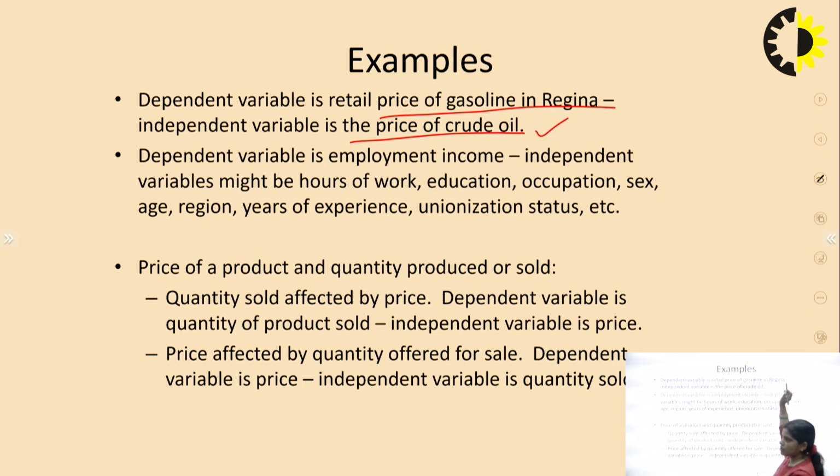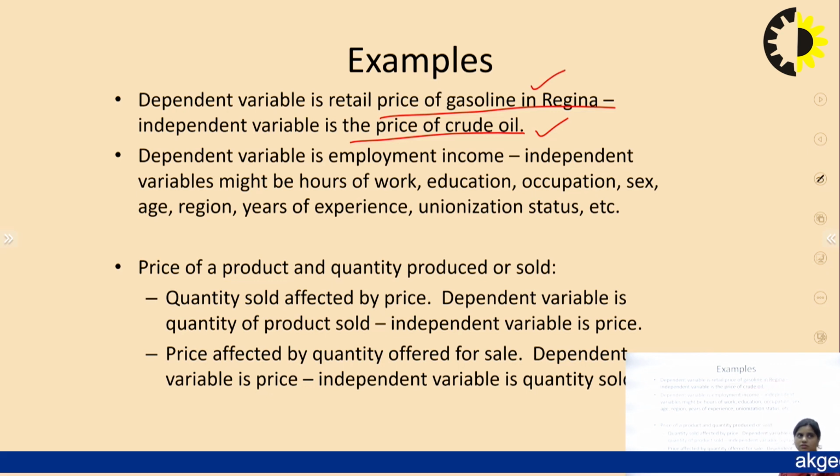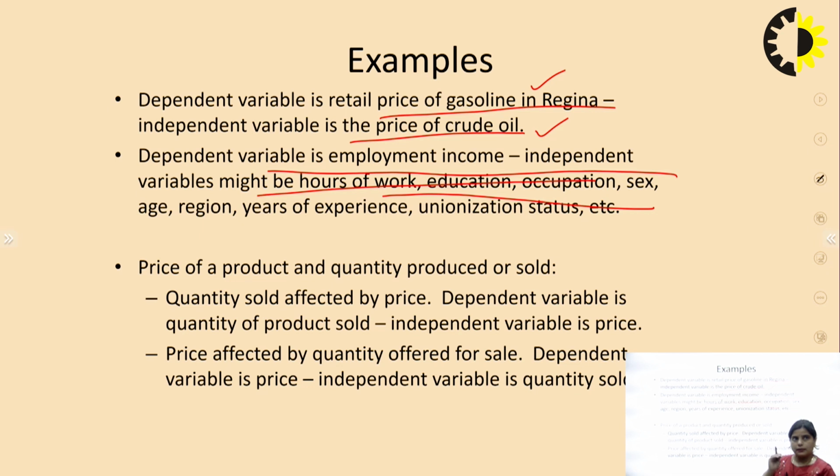If the independent variable changes, it will have a direct impact on the dependent variable, which is the retail price of gasoline in Regina. The next one: the dependent variable is employment income, and the independent variables might be hours of work, education, occupation, sex, age, region, years of experience, unionization status, and many more. All of these independent variables have a direct impact on changes in the dependent variable. So employment income can depend on all of these independent variables.